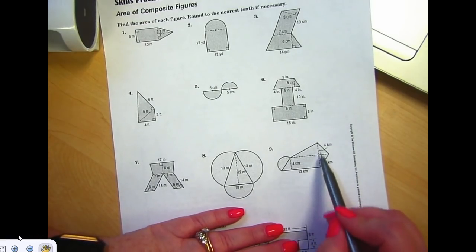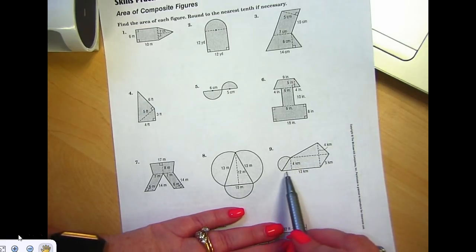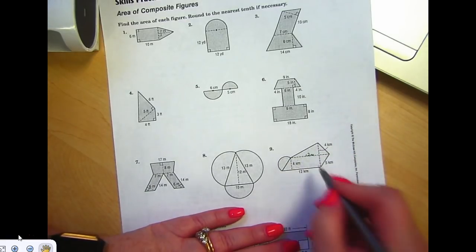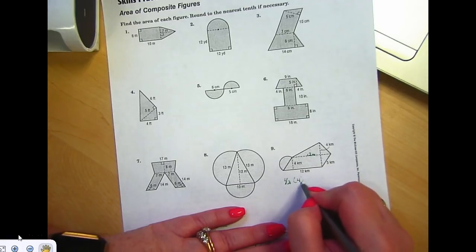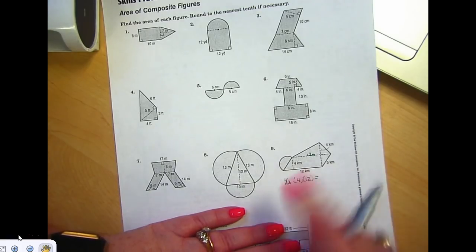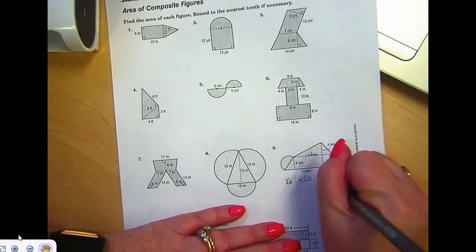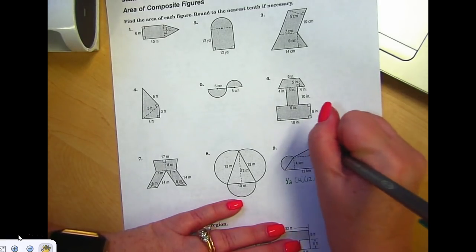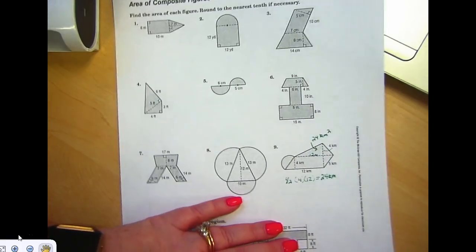Okay, so we see that the height is 4. Let's figure out what the base is. Well, if this is the top of a parallelogram, it matches the bottom of the parallelogram. So that's going to be 12 meters. So the triangle is 1/2 of 4 times 12. 1/2 of 4 is 2, and 2 times 12 is 24. So the area of this is 24 kilometers squared.